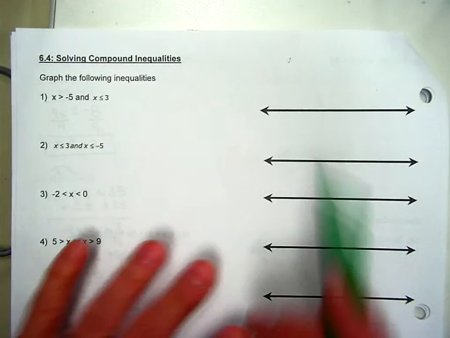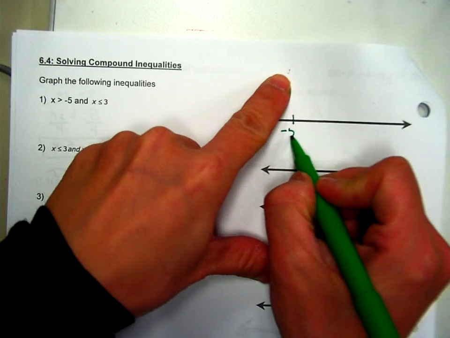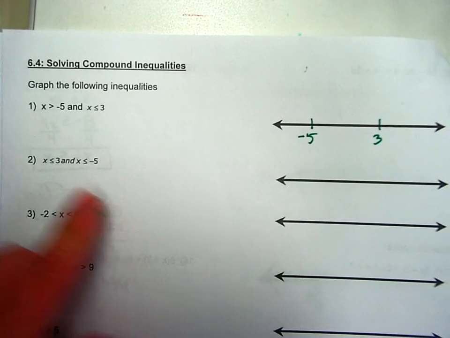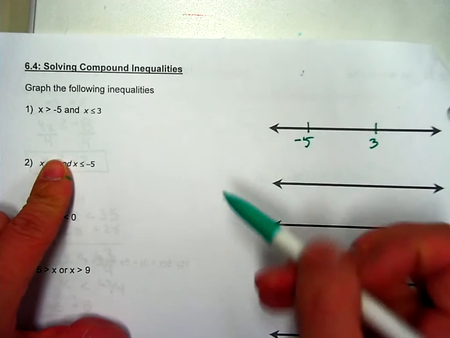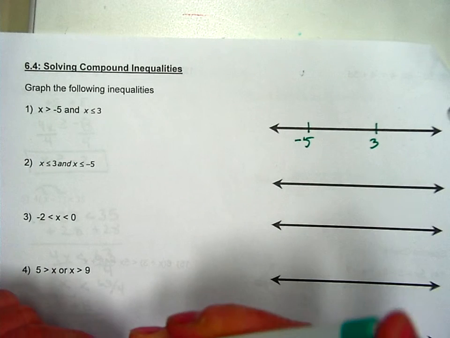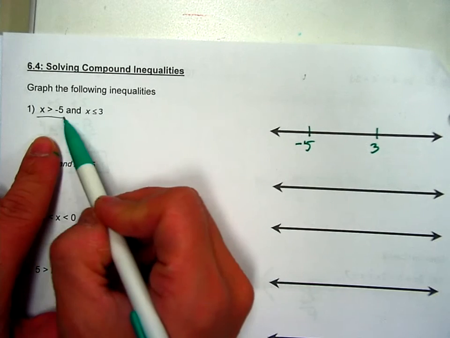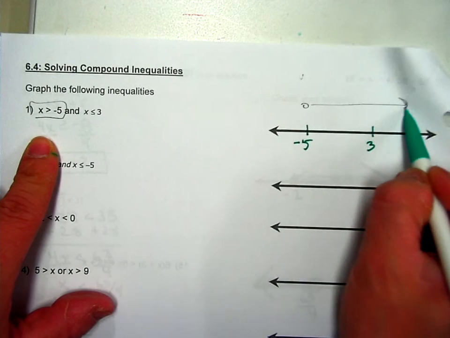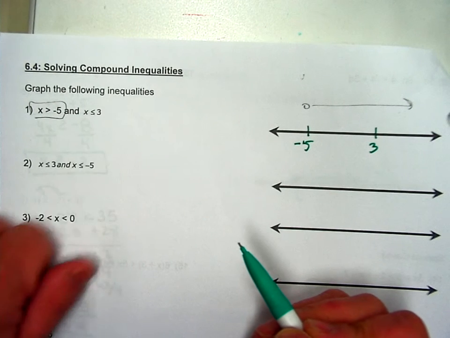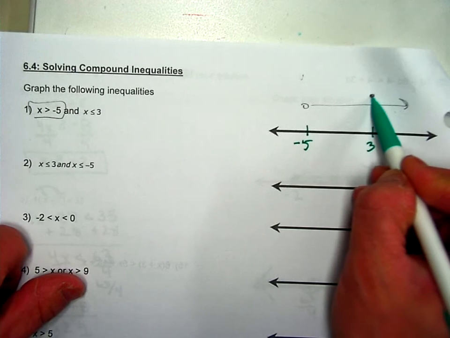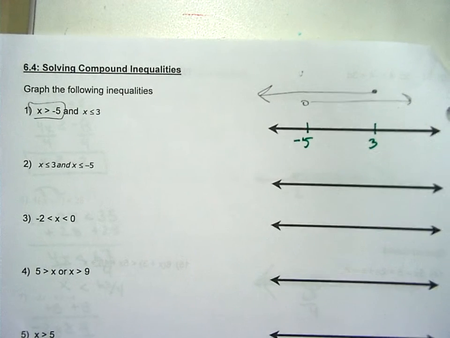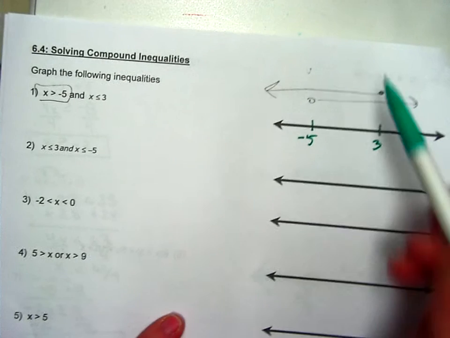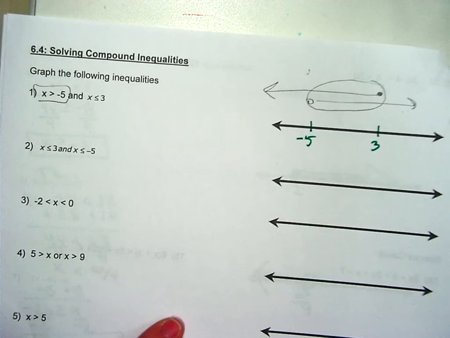When we graph it, mark off the two numbers, and what I do with these and statements is I'm going to sketch it at the top and then put my final answer on the number line. So if I do this one by itself, it would be an open circle. Greater than would be all the numbers to the right. This one says x is less than or equal to 3, so that would be a closed circle, and then that would be all the numbers to the left. But an and statement means that I need both of these statements to be true, so the only place where both of them are true is right in the middle.